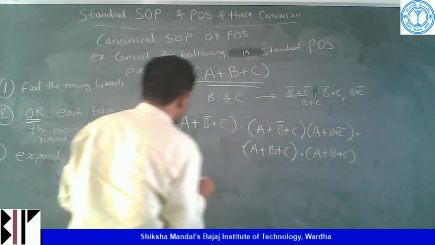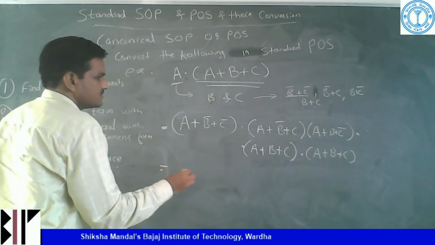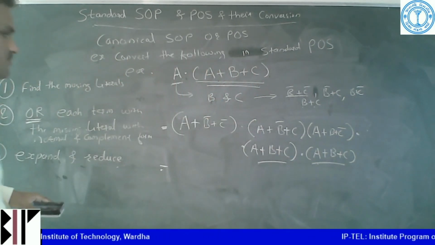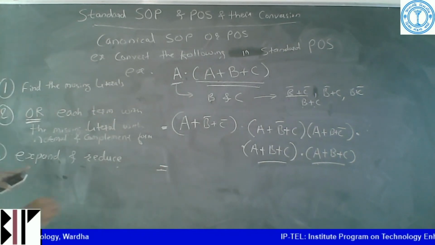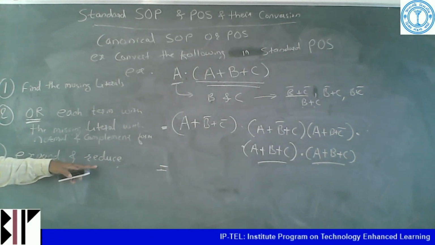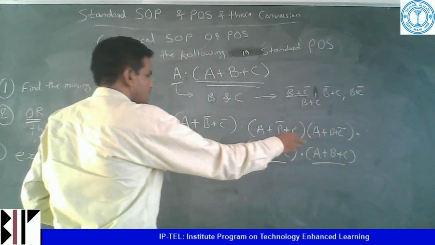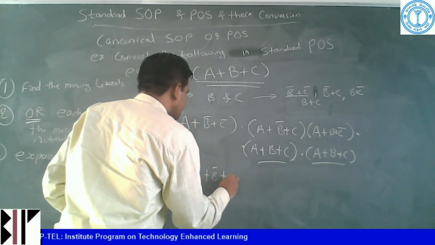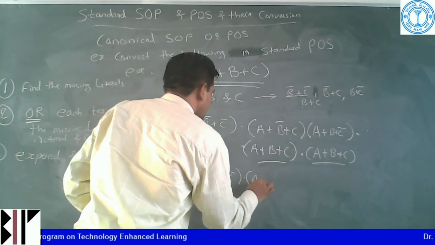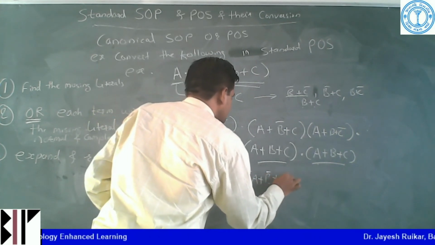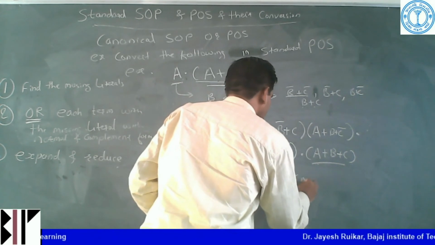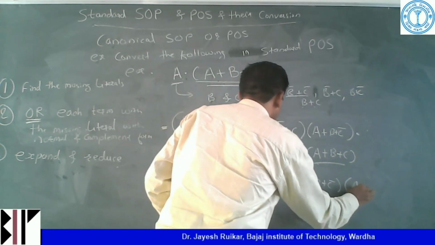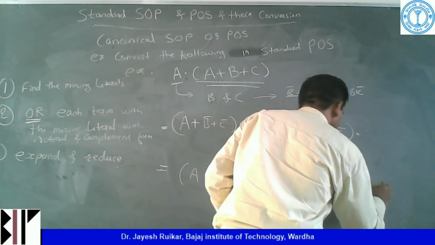Okay, now by looking at this, you can see that there are two repeated combinations. For a repeated combination we have to reduce, so we can consider only one combination. So the final answer is A plus B bar plus C bar, dot A plus B bar plus C, dot A plus B plus C bar, and the last combination is A plus B plus C.